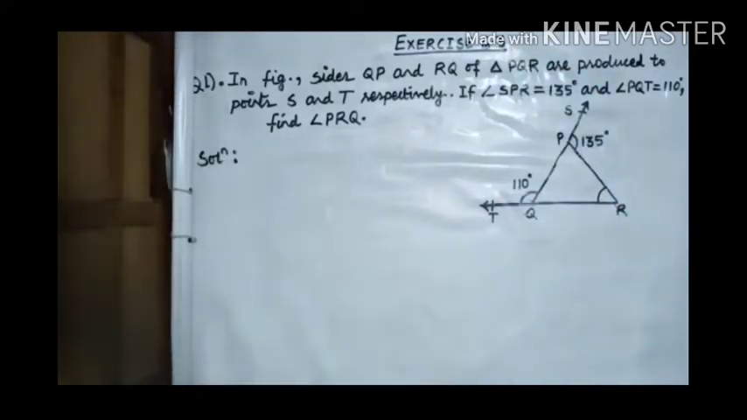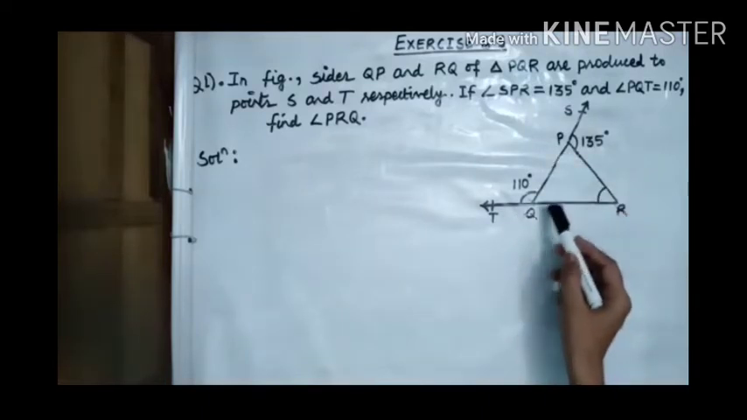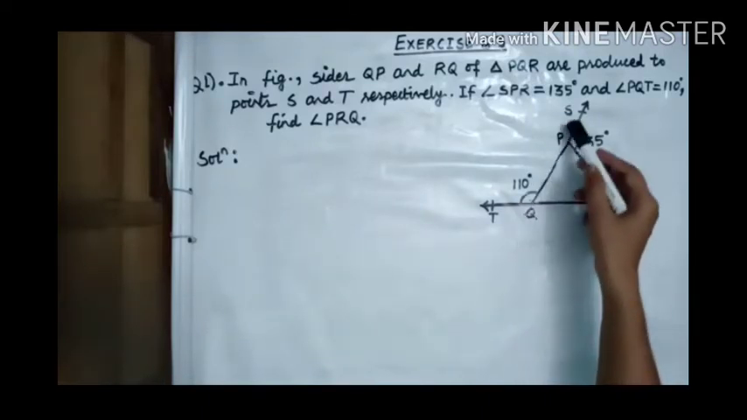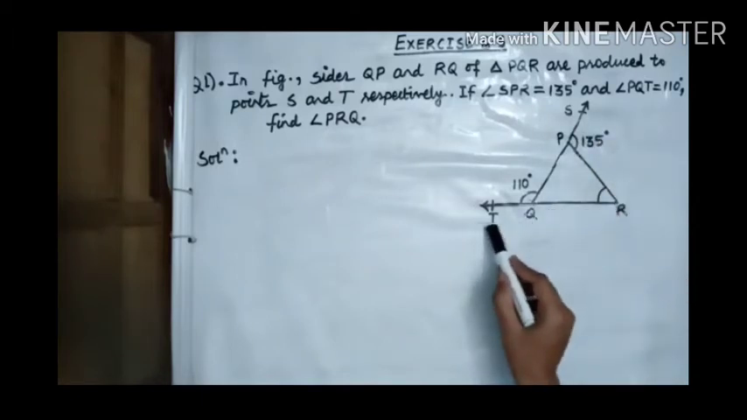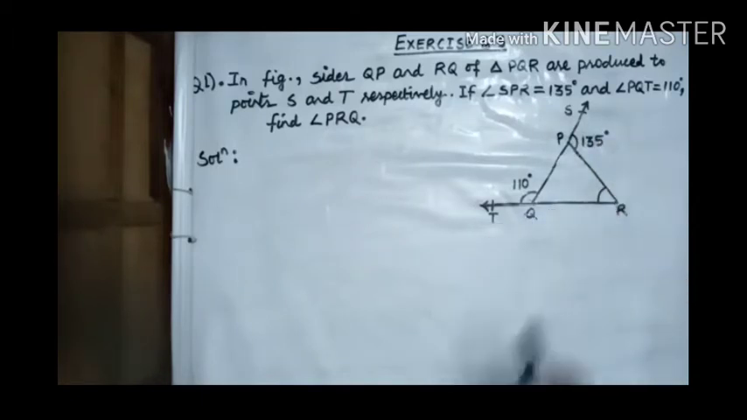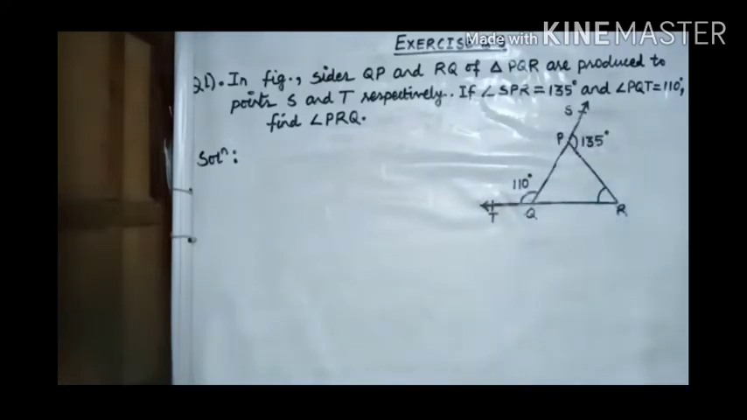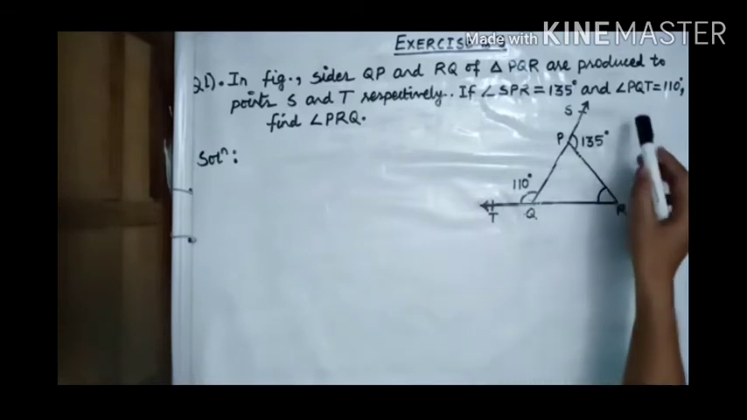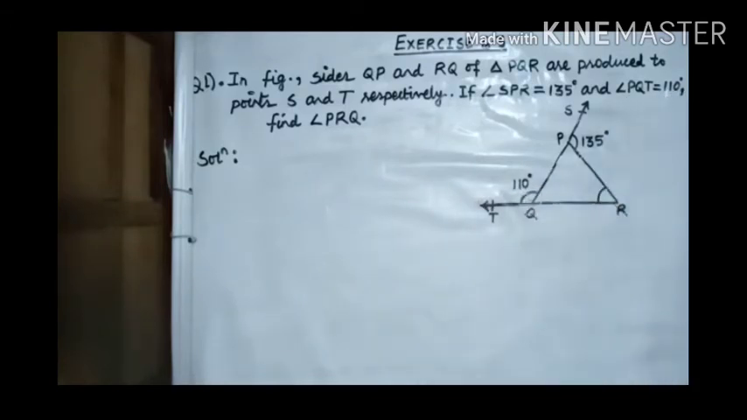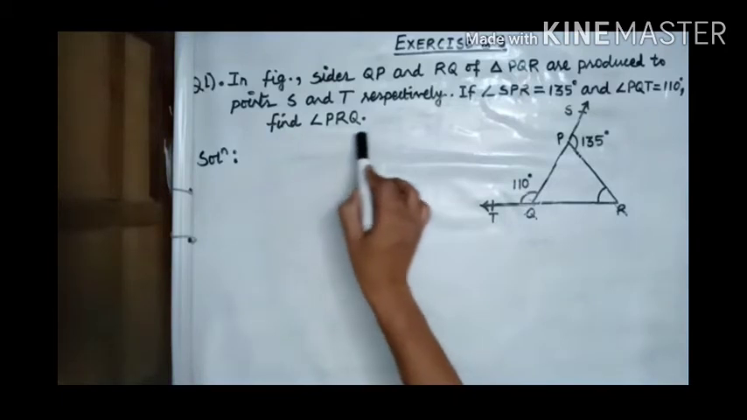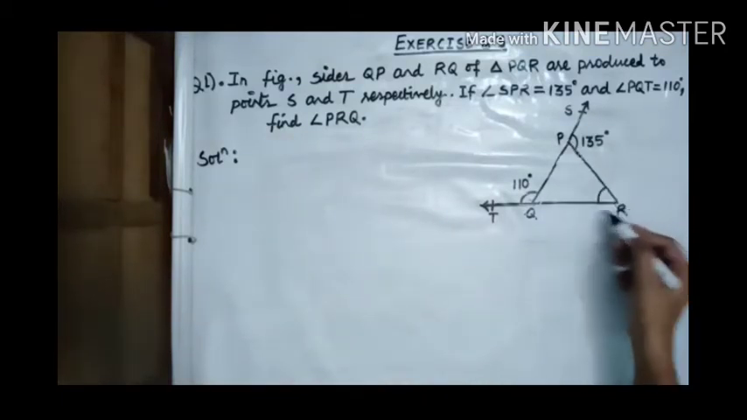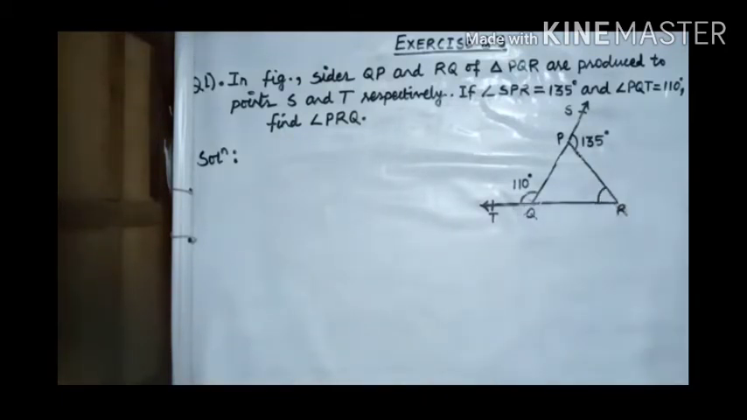So let's start with question number 1. In that problem, we are given a figure in which side QP and side RQ of triangle PQR are produced to point S and point T respectively. And the value of angle SPR is 135 and that of angle PQT is 110. For such a case, we have to find the value of angle PRQ. So this PRQ we have to find. So let's check the solution.